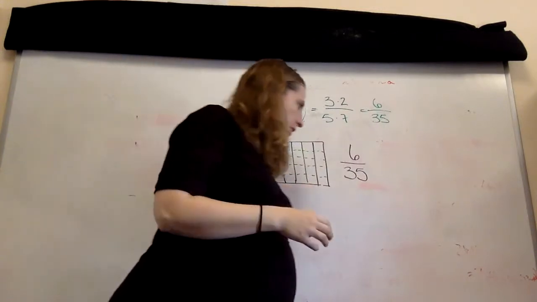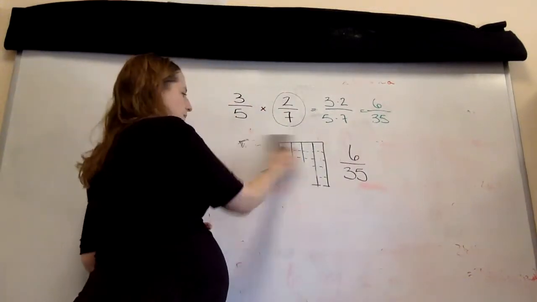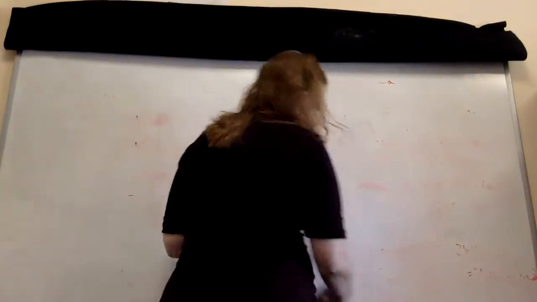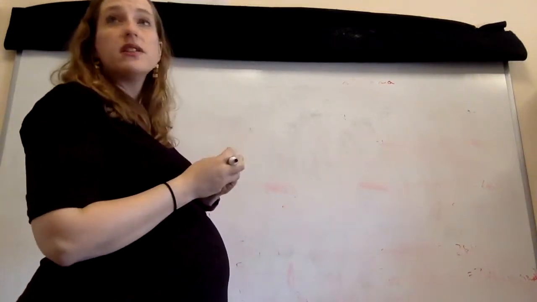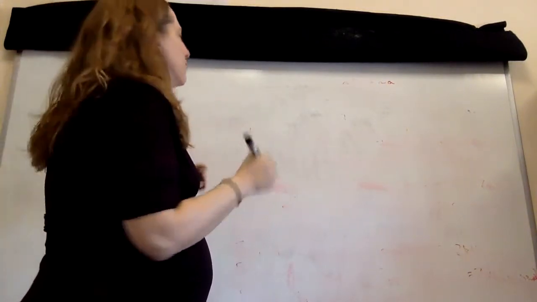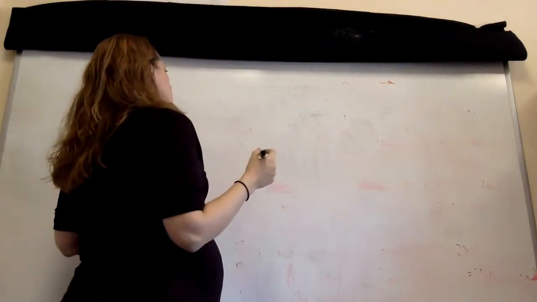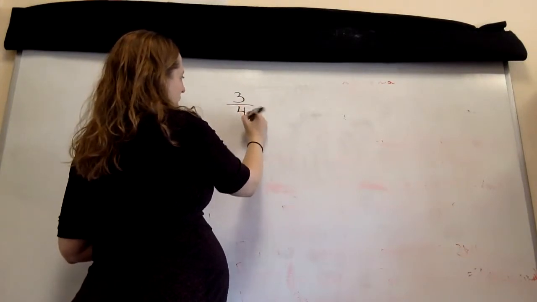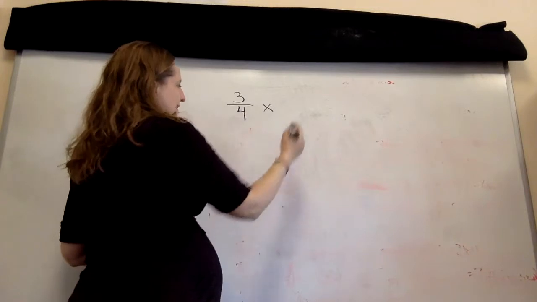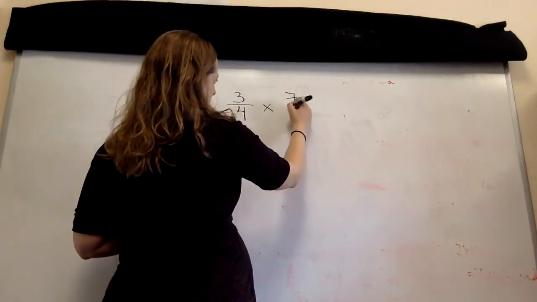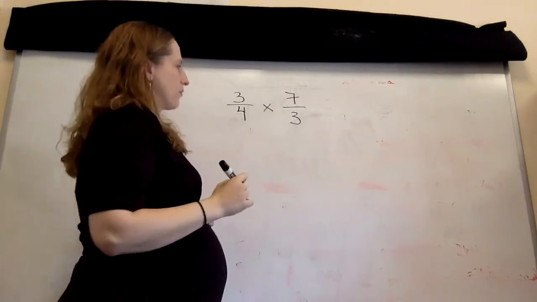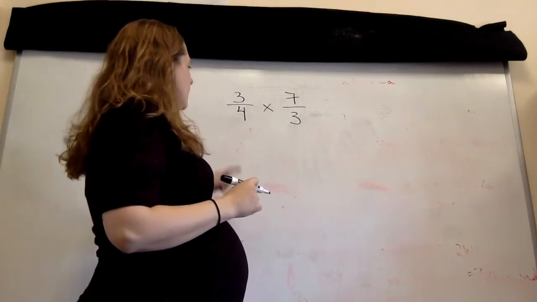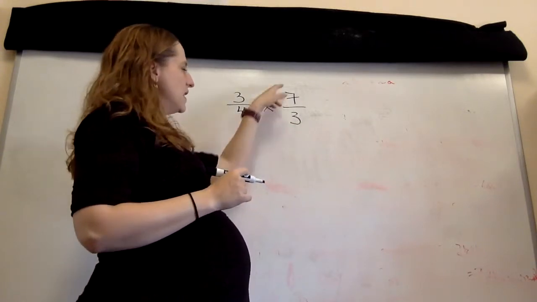Okay, let's do one more example of the fraction of a fraction method. Let's pick something this time where one of our fractions is improper, meaning it represents something bigger than 1. So let's do, how about 3/4 times, how about 7/3? So 3/4 times 7/3, or we can think of this as 3/4 of 7/3.